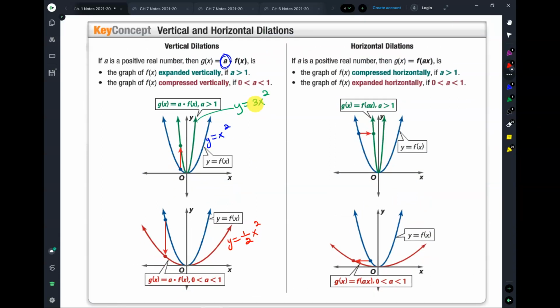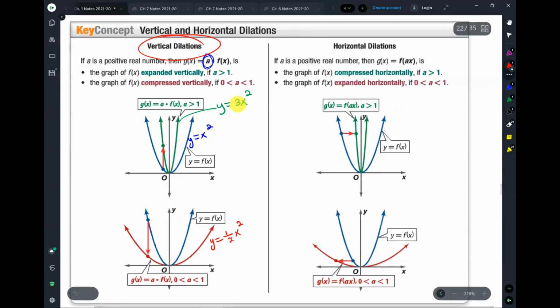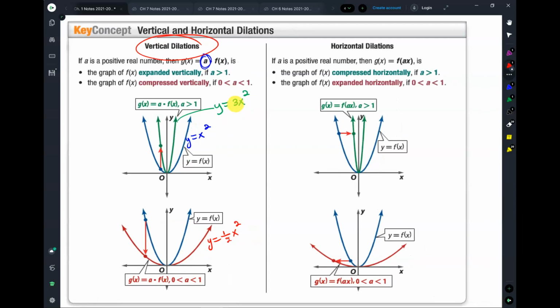Now, these things have different names. If it becomes narrower, it's an expansion. If it becomes wider, it's a compression. I don't need us to bother with that. What you need to know is if that number is in front of the function, this is a vertical dilation. Now, a horizontal dilation is if the number is next to the x.